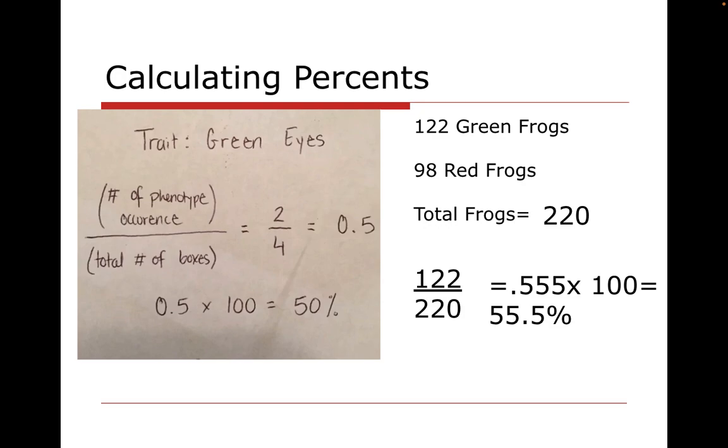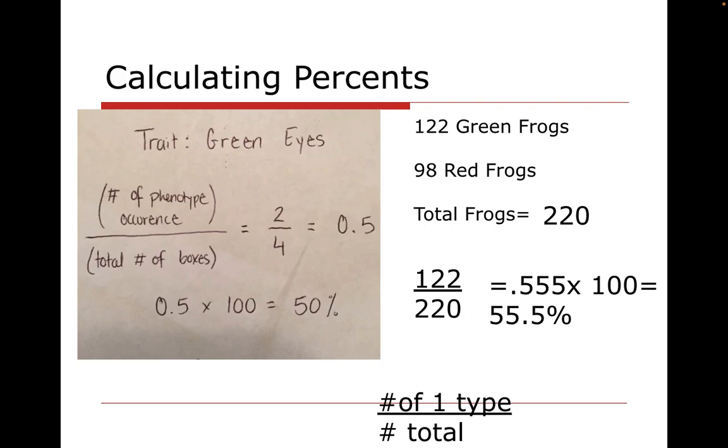If you wanted to find the percentage of red frogs, you would just take the number of one phenotype, which would be 98, divided by the total of 220. So that's how you calculate percents. It's the number of one type divided by the total. You'll need to write that down so that you can remember it, because you'll need to be able to use this to calculate your corn kernels.